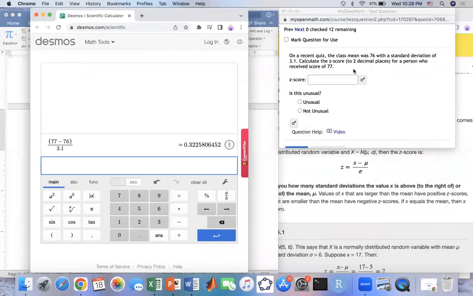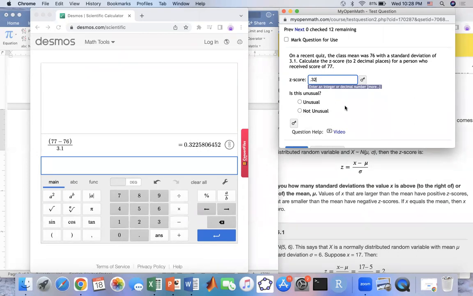They want the answer in 2 decimal places. So over here, I will type in 0.32. That's it, right? So 2 decimal places. So the digit doesn't go up.